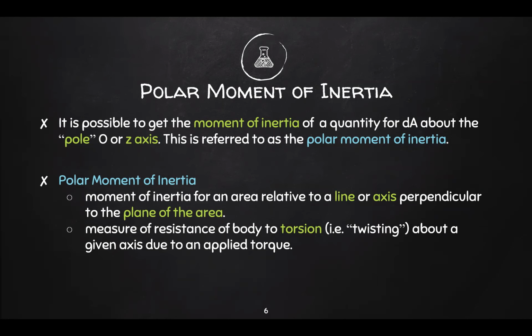So again, the plane of our area is usually the xy plane. Perpendicular to your xy plane is the z plane or z axis, or again, your pole O. And then in terms of measurement, polar moment of inertia is the measure of resistance of a body to torsion, i.e. twisting, about a given axis due to an applied torque. So once again, we have torsion here.